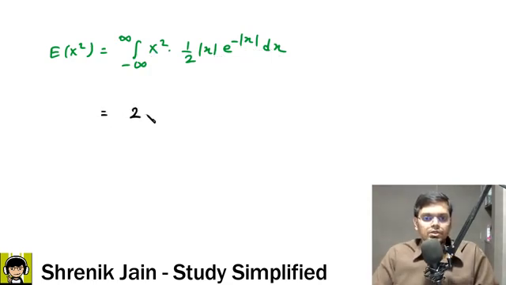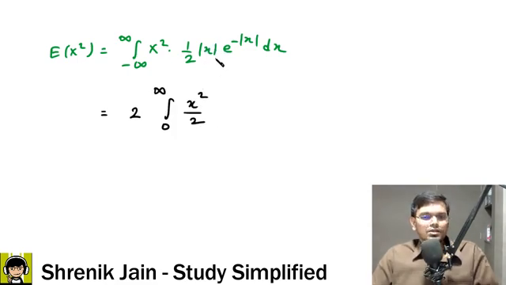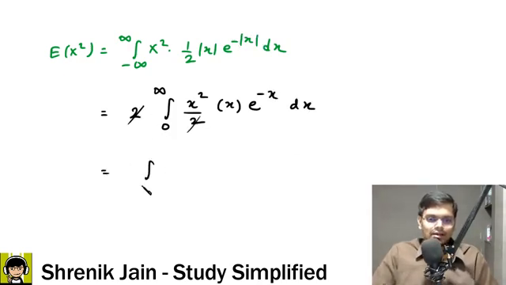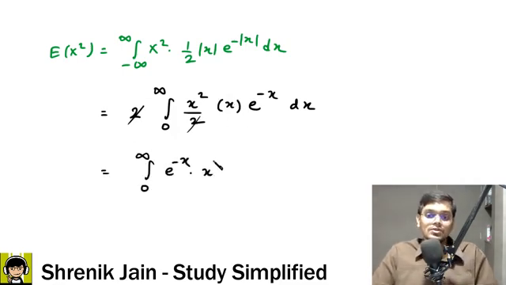So now this is 2 times integral 0 to infinity x square by 2, but mod x, sir, when x is greater than 0, mod x is positive x. And I was like, wait a second now, this 2 and 2 is getting cancelled, and integral 0 to infinity e to the power minus x into x square into x, which is x cube dx.